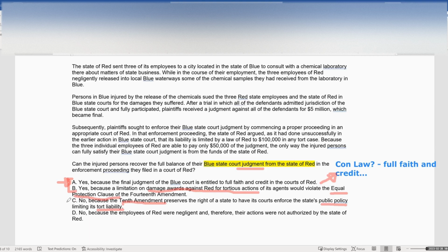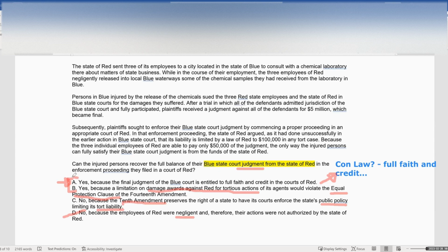The last answer choice: no, because the employees of red were negligent, and therefore their actions were not authorized by the state of red. You could eliminate that, because this is analyzing negligence. We're talking about a judgment. They've already resolved the negligence case and have received a judgment. So that's a foregone conclusion. We don't need to go back and look at that action.